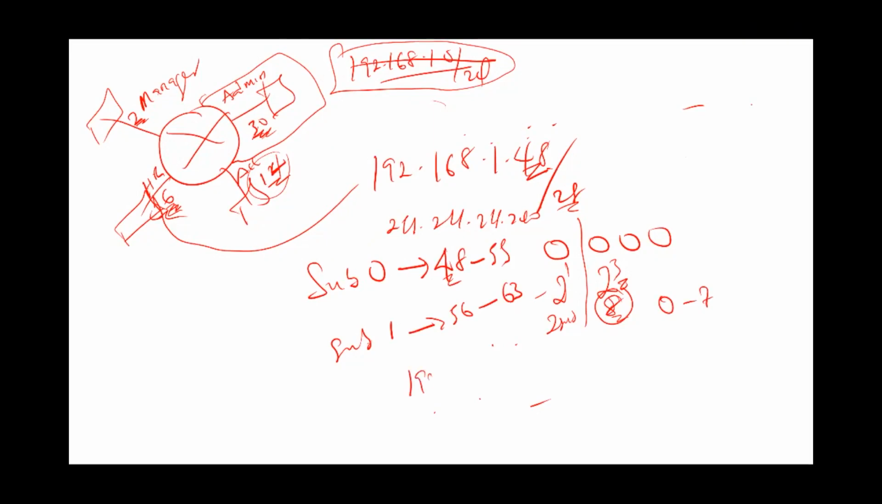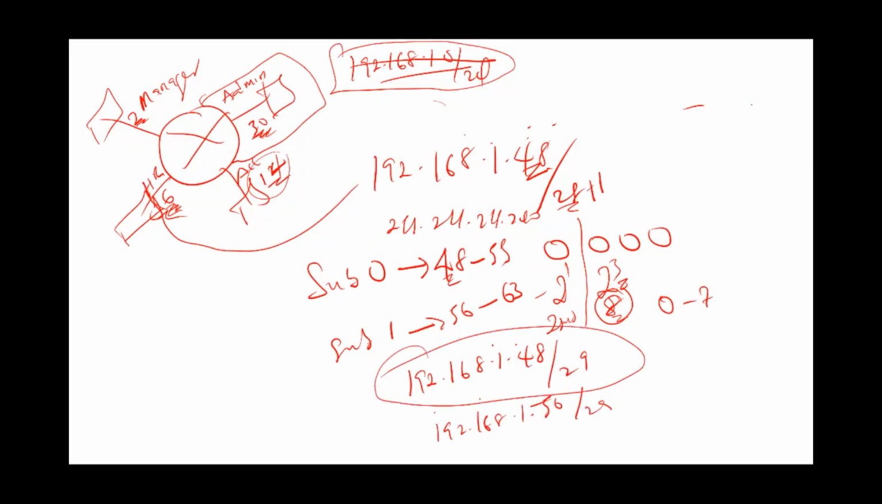So I will write out the first one, which is 192.168.1.48. Guys, this time around again, we have borrowed 1 more bit. This is going to be /29. And we have 192.168.1.56/29. I will carry this network address and assign this to the HR department. I have another one left that I can decide to give to manager if it cannot be resubnetted. But we're going to find out if it can be resubnetted or not.